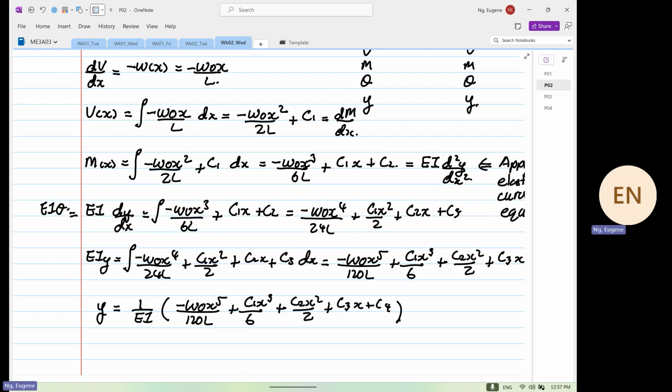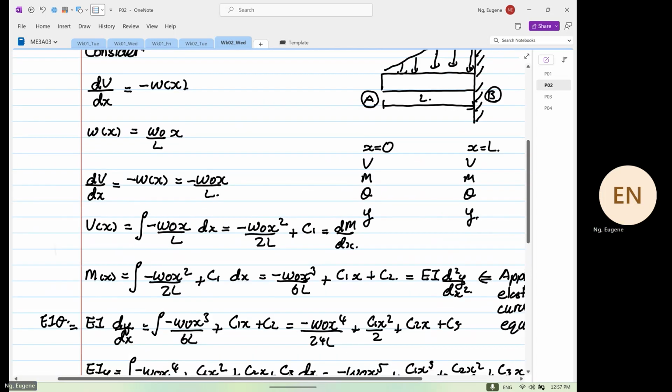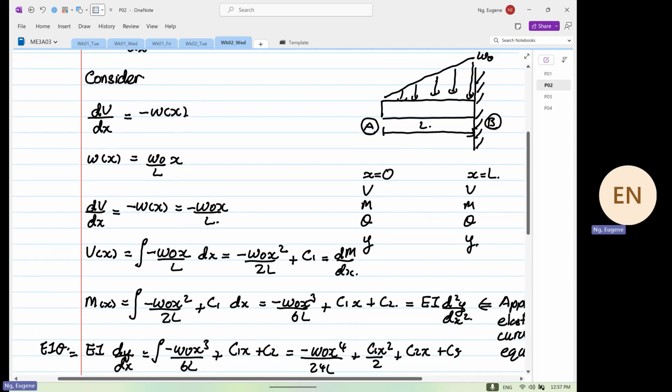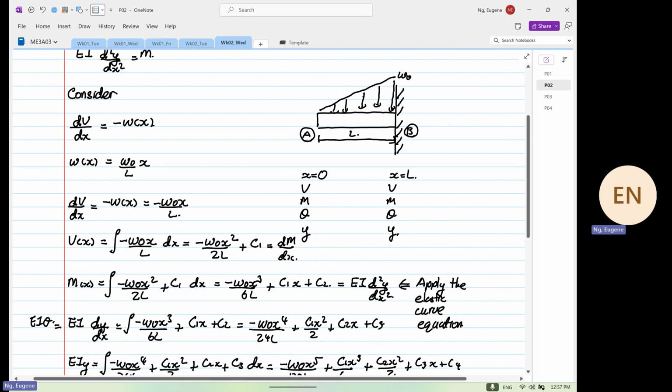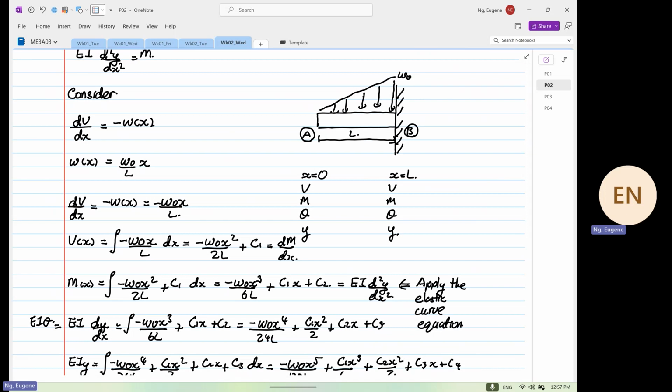Using numerical method, what will you use? Runge-Kutta 4th order, for example. So you can solve this numerically, but we are not there yet. In order to solve 1 equation with 4 unknowns, how many boundary conditions do you need to know? Yes, 4. Now let's look at this.